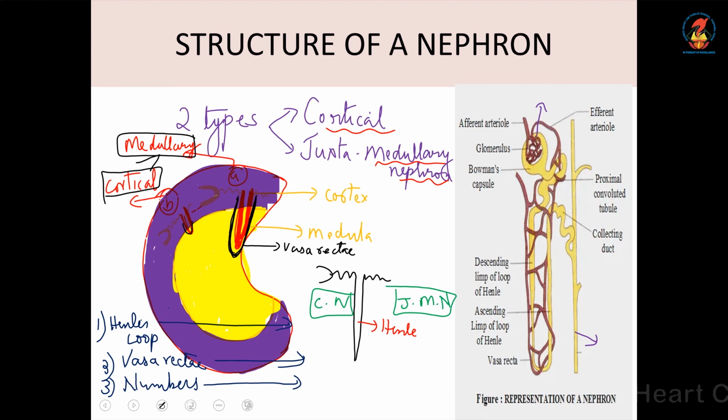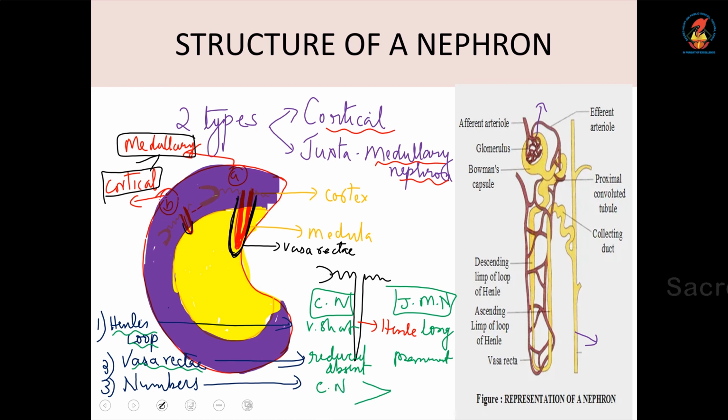The first difference: the loop of Henle is very long for the juxtamedullary nephron, and very short in the cortical nephron. Then the vasa recta is reduced or even absent in the cortical nephron, whereas here it is very prominent. It is present for the juxtamedullary nephron. And lastly, the numbers. There are more cortical nephrons. Cortical nephrons are more than the juxtamedullary nephrons.